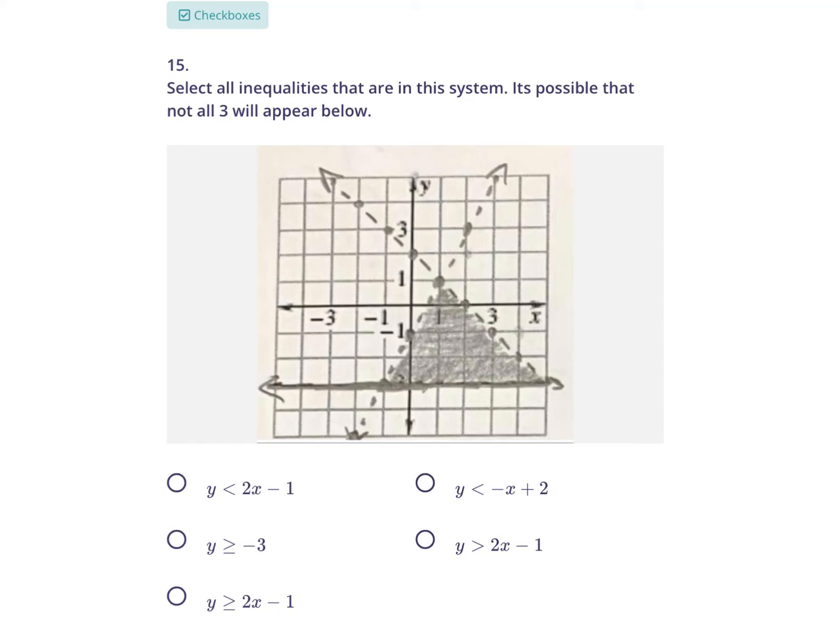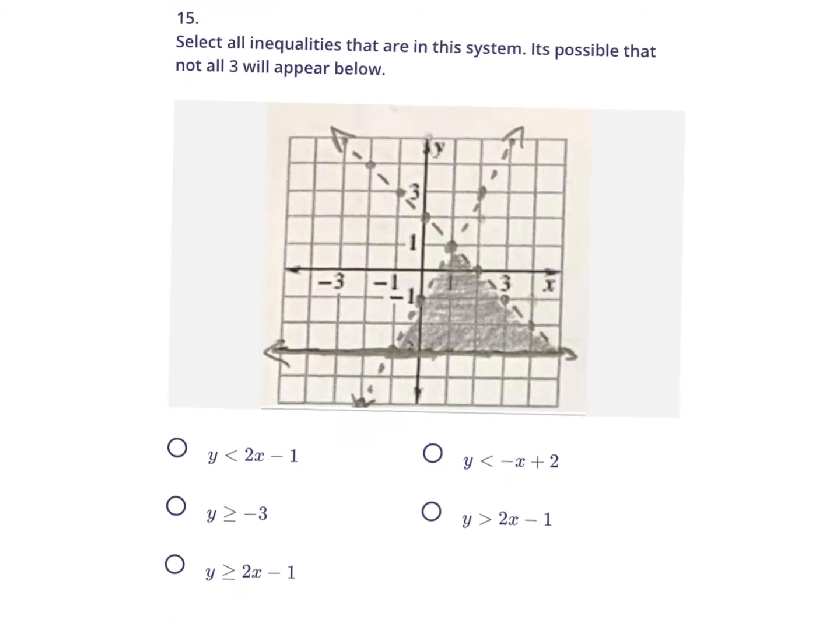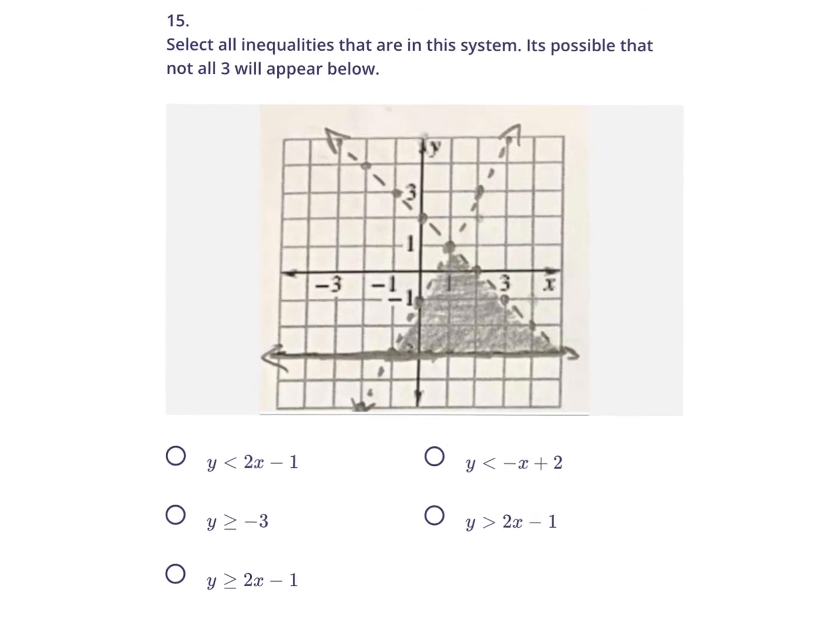Okay, guys, on these questions, we need to write the system of inequalities. But the way we're going to ask these particular questions, they're going to tell you to select all of the inequalities that belong to your system of inequalities. So let's begin by identifying these lines.